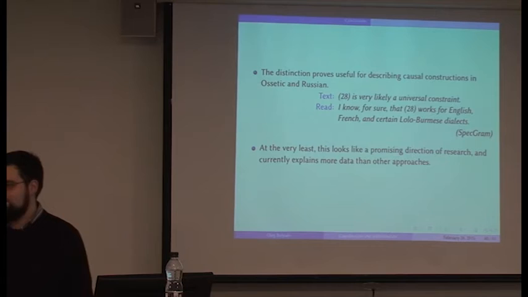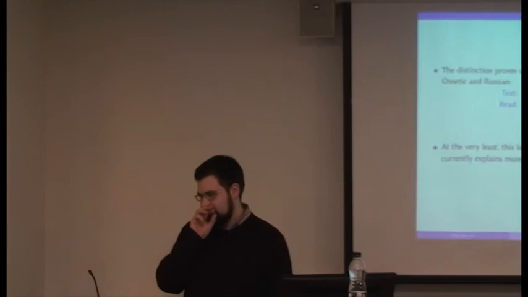I'm curious about cases where it looks like you have a correlation between the features and the linear order, which you wouldn't expect if you dissociate them too much. And there are two cases I'm thinking of. One is, you had similar examples with partial agreement with NP coordination.